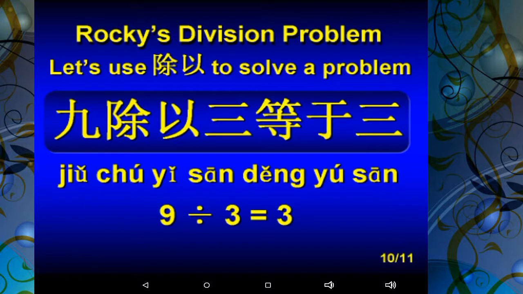Let's look at a division problem, and our division problem is 9 divided by 3. And let's use Chui to solve a problem. 9除以3等于3. So that means that our answer is what? 这个3. Our answer is 3.